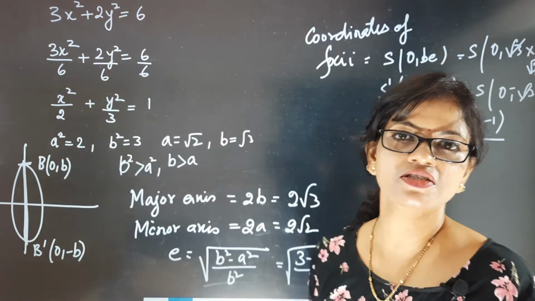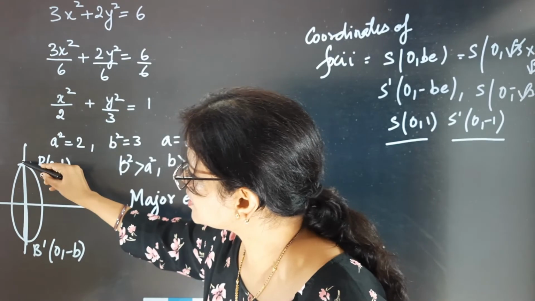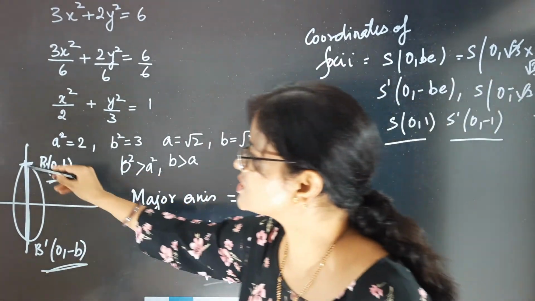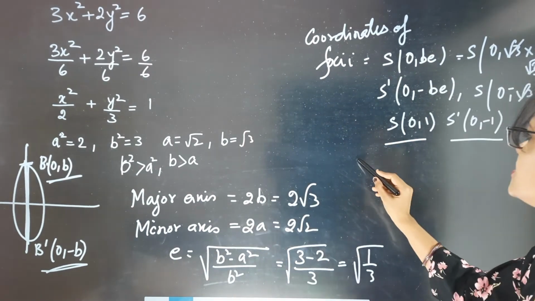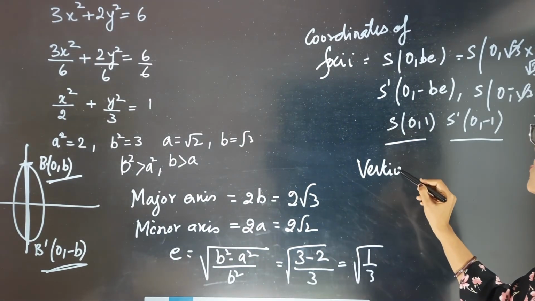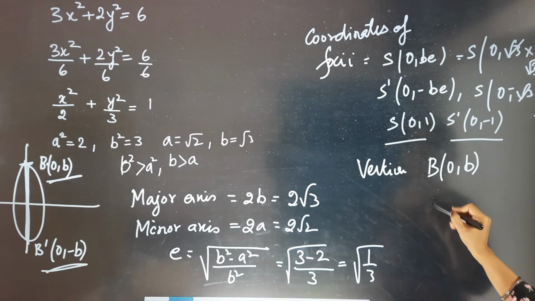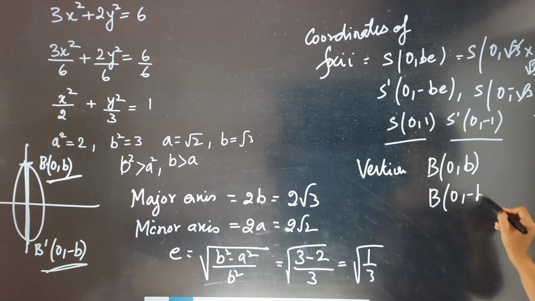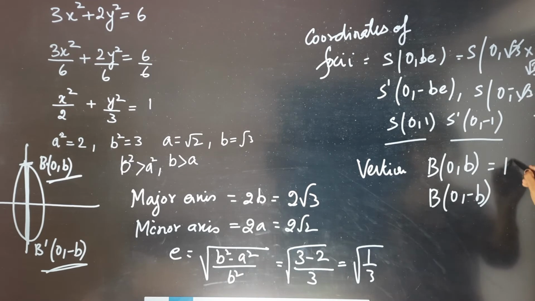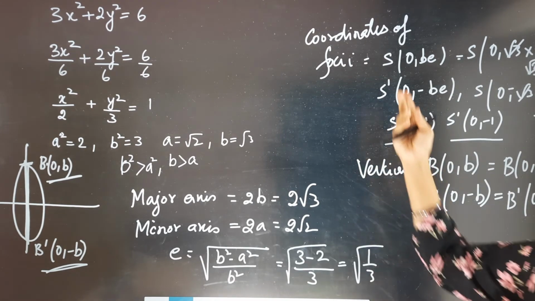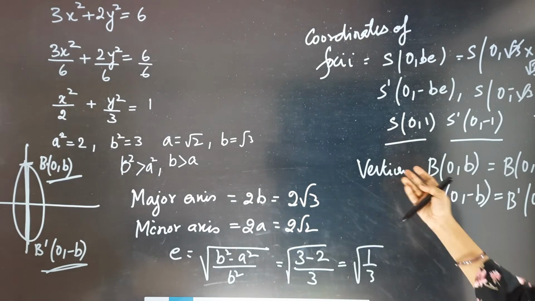Now the vertices. You know that the vertices will be the major axis points. So the coordinates of the vertices will be exactly (0, b) and (0, -b). So just write this one as (0, root 3) and here it is going to come as (0, -root 3). So now we got the coordinates of foci and the vertices.